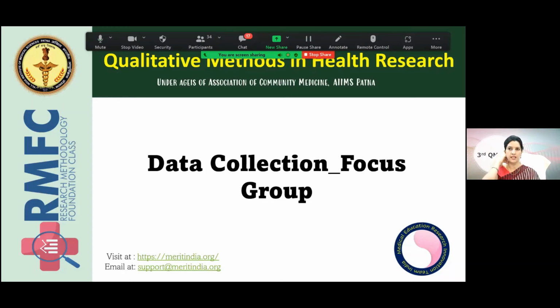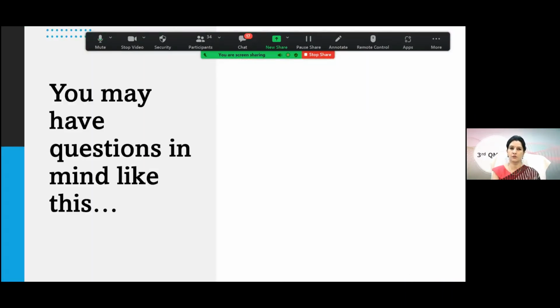Okay, so the data collection process, this focus group discussion. So you have many questions. So I will rush through this session a little bit, because it is very similar to the FGD. Sorry, this in-depth interview. The interviewing technique is the same. There are a few differences which we'll talk about.